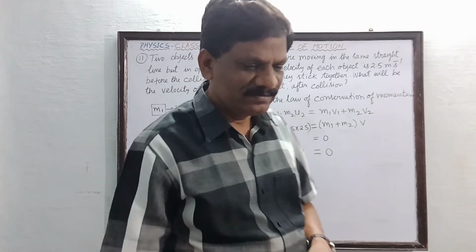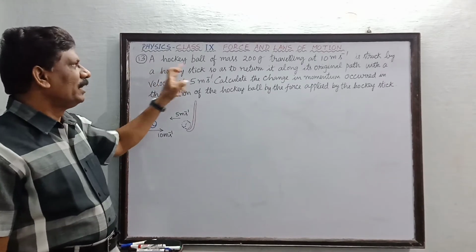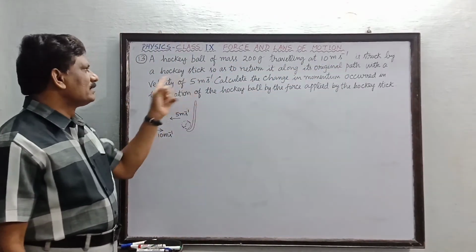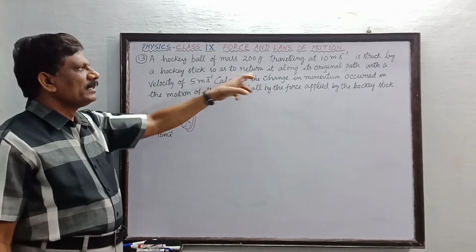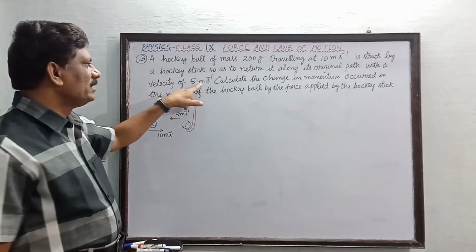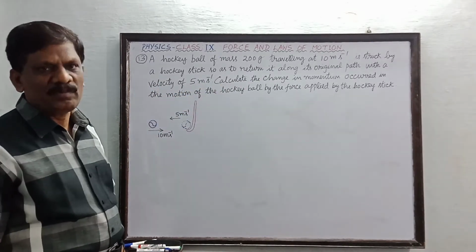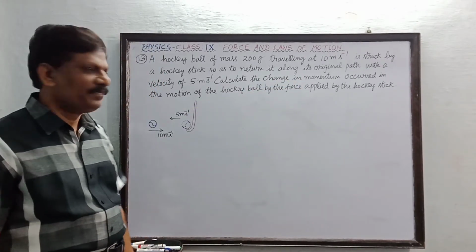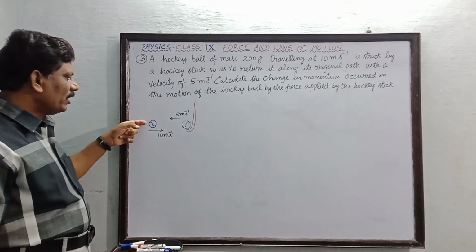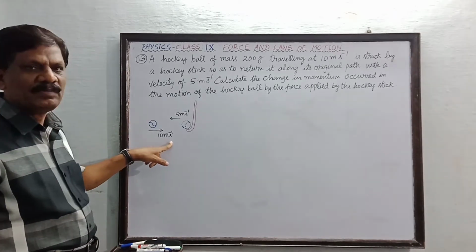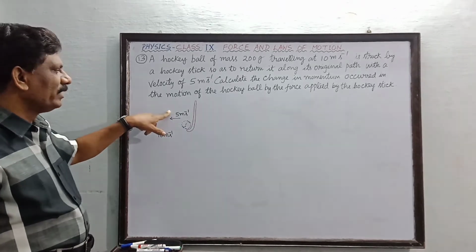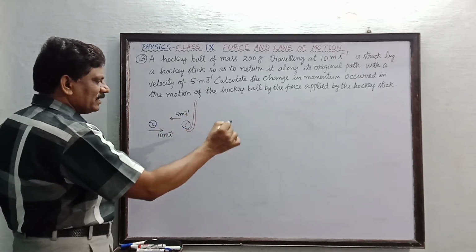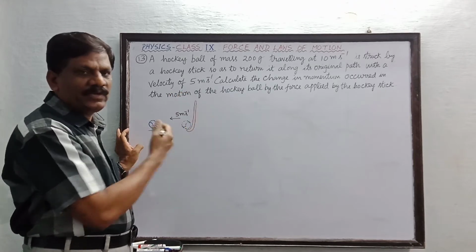Okay, fine. Problem number 13. A hockey ball of mass 200 gram traveling at 10 meter per second is struck by a hockey stick so as to return it along its original path with a velocity of 5 meter per second. Calculate the change in momentum occurred in the motion of the hockey ball by the force applied by the hockey stick. Now we can see here the ball is having an initial velocity of 10 meter per second and the final velocity of the ball is minus 5 meter per second. So it is struck by the hockey bat such that the ball is returning in the negative x direction.